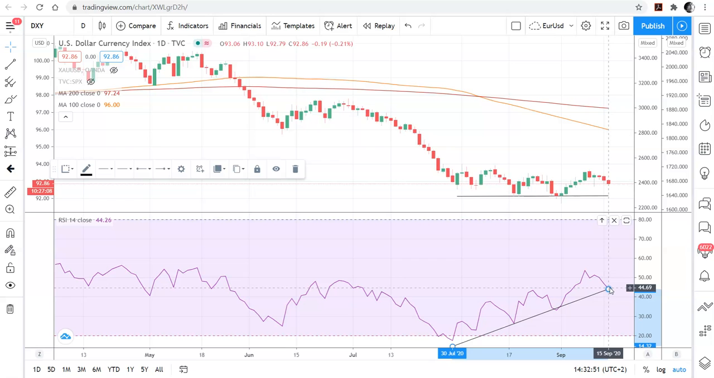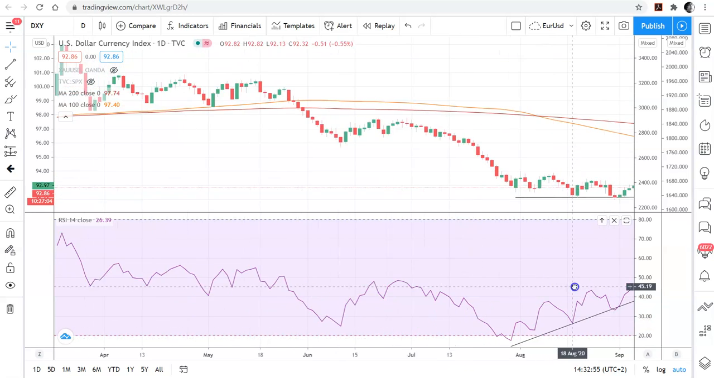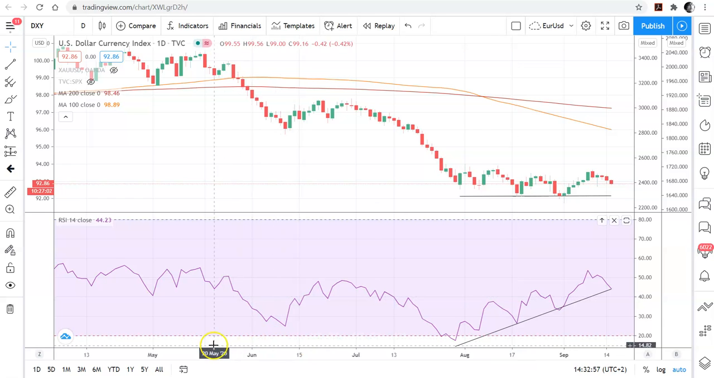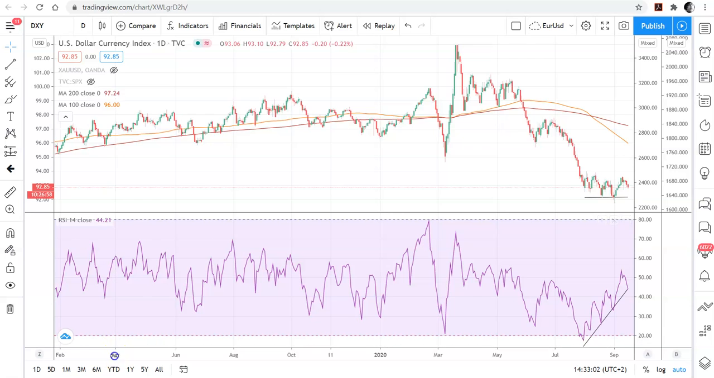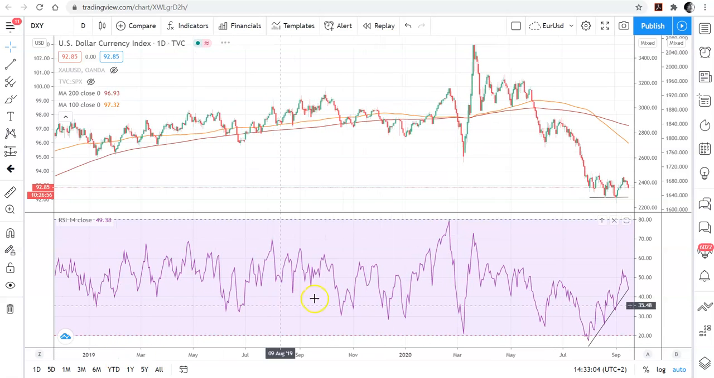Now, this is no guarantee of anything, of course. We were severely oversold at 20, and this is a daily. If I wanted to squeeze a little bit more price action in, I can do that quite easily and check where we've been oversold before. We were oversold during the March epidemic at the beginning of March, and then it bounced back all the way to the low hundreds.